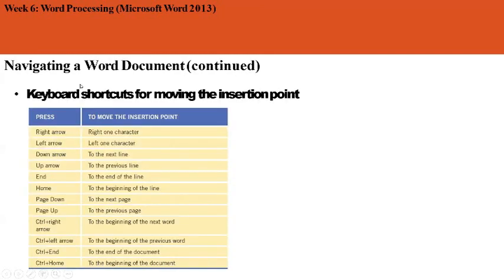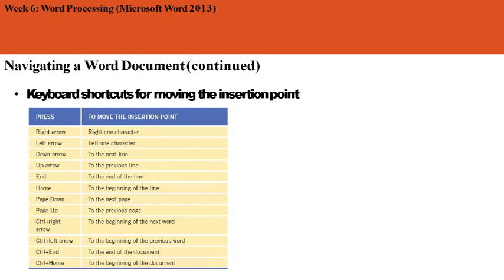Okay, so here are the tools. So keyboard shortcuts for moving the insertion point. We have here the right arrow key. So when you use the right arrow key, it moves one character to the right. Pag left naman yan, left one character. Pag down arrow naman, we have the next line. So next line na siya. Or pag up arrow, that is the previous line. So pag gagamit ka naman ng end, pupunta siya sa end of the line, sa pinakadulo.